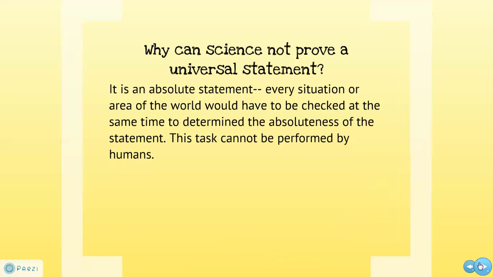So why can man not prove a universal statement like we talked about before? Because it's an absolute type of statement. Every situation or area of the world, or the universe in general, it's not just the world, would have to be checked at the same time to determine the absoluteness of the statements. So you basically have to control the whole universe at once to prove a universal statement, and that's not a task that can be performed by humans. So it's kind of a ridiculous assumption that science could prove a universal statement.